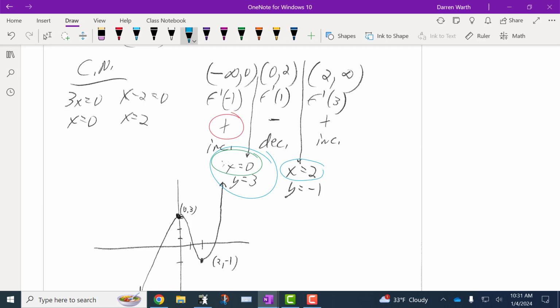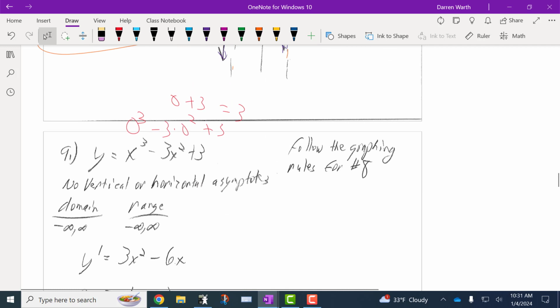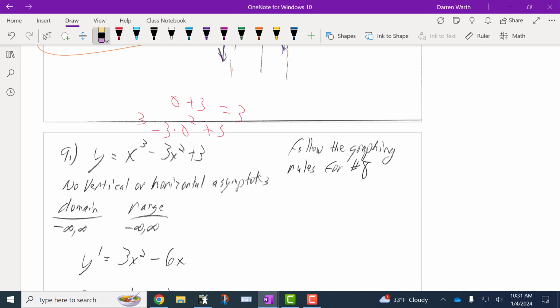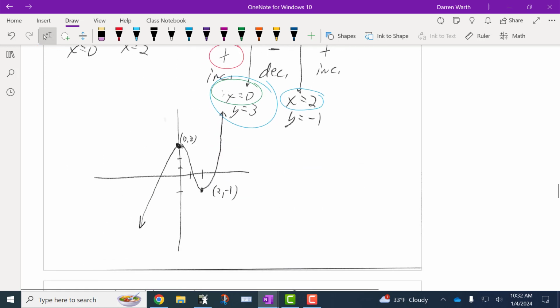I'm going to take this x value right here, 2. I'm going to go ahead and substitute it back into the original equation to find its location. So I'm substituting in 2 in this original equation right here. So I've got 2 cubed minus 3 times 2 squared plus 3. So 2 cubed is going to be 8 minus 2 squared is 4. 4 times 3 is 12. So 8 minus 12 plus 3. So 8 minus 12 is going to be negative 4. And negative 4 plus 3 is going to be equal to negative 1. So that y value that correlates to that x value is going to be negative 1.